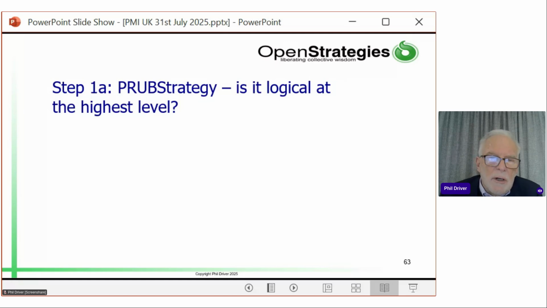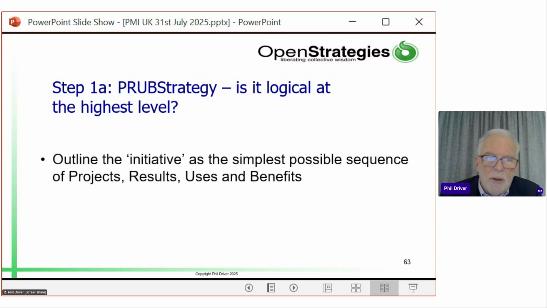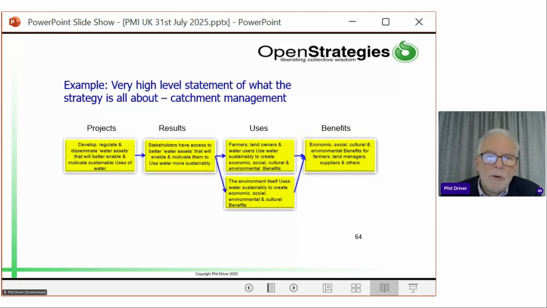Is it logical at the highest level? Can we take the initiative and put it into a PRUB sequence? Here's a very high level PRUB sequence on river catchment management. Each of these so-called projects encapsulates many projects in a single box. We're going to do a whole lot of stuff, produce results that people use and the environment uses, and everybody's happy because we've got wonderful catchment management. That's the ultimate high level. And we say, okay, logically, that makes sense.